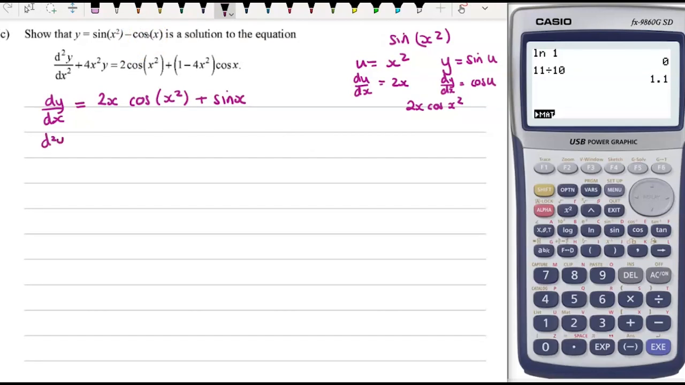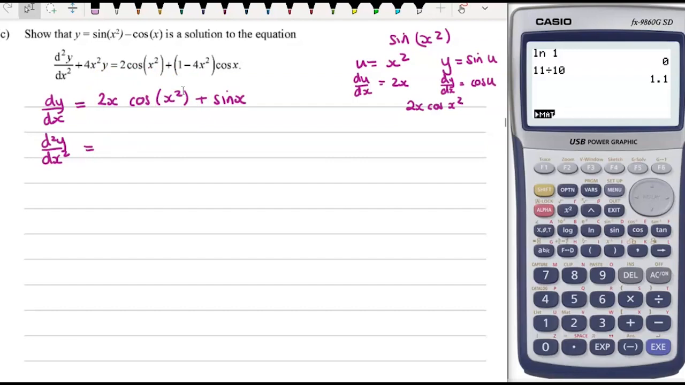Now the second derivative, we're going to do, this time we've got a product rule with 2x times by the cos x squared.